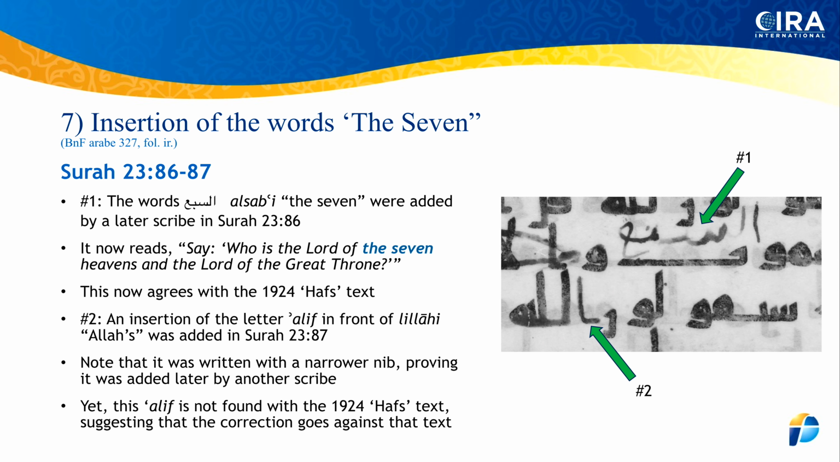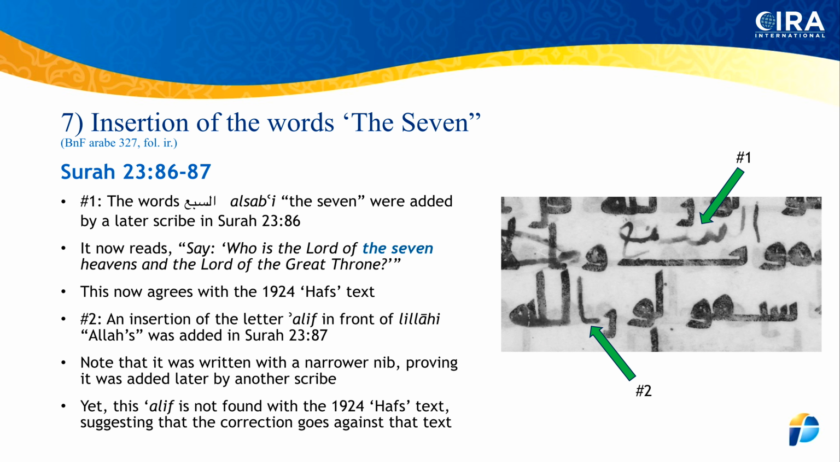Okay, now we're coming to another problem. On the same page that we're looking at, I want you now to look back at this slide again, and look at number 2. Now, remember what I've been saying. Every one of these corrections, the first 6 that we've looked at, are standardizing to the Hafs text, the 1924 text that was standardized in Cairo, then in 1936 in Egypt, and then in 1985 all around the world. That Hafs text became the standard.